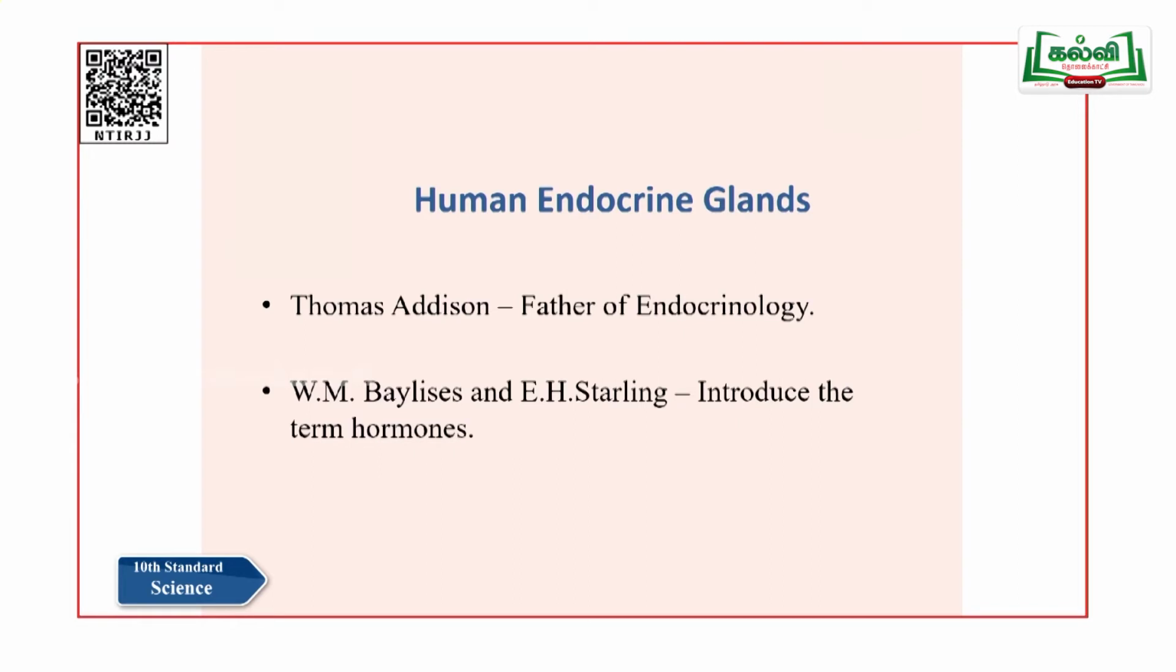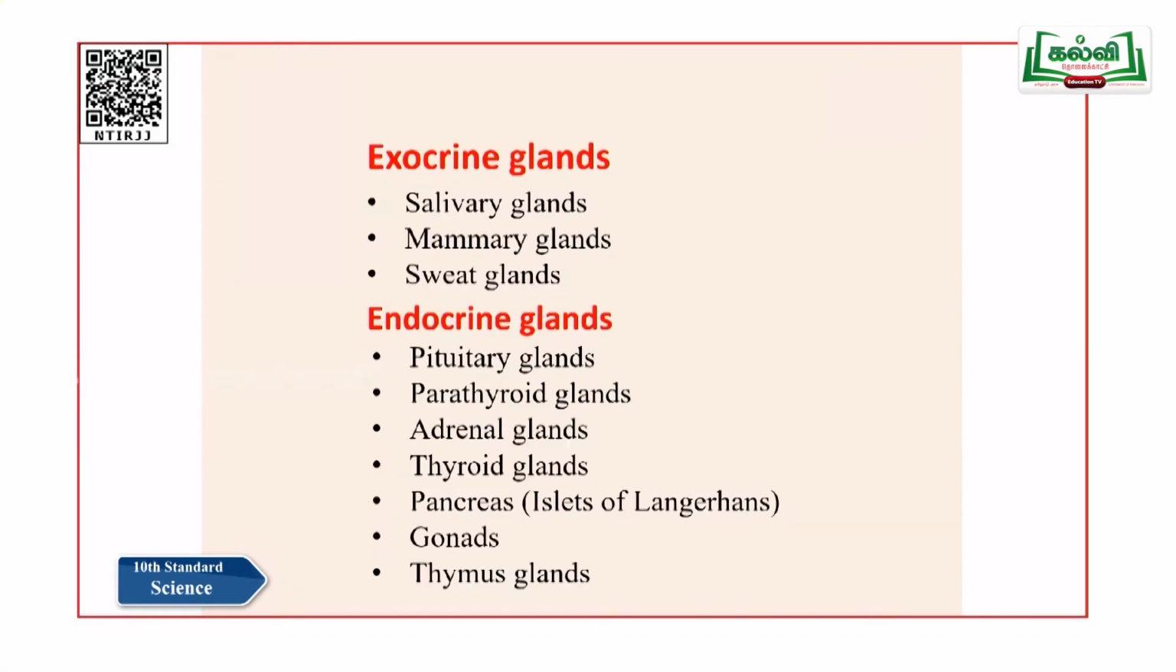Who was the father of endocrinology is a question which may be asked very often in the question paper. He is named Mr. Thomas Addison. At the same time, who introduced the term hormones? W.M. Bayliss and E.H. Starling introduced the term hormones. Examples of exocrine glands are salivary glands, mammary glands and sweat glands. Examples of endocrine glands are the pituitary gland, parathyroid glands, adrenal glands, thyroid gland, pancreas, gonads and thymus gland. These are the glands we are going to discuss today.